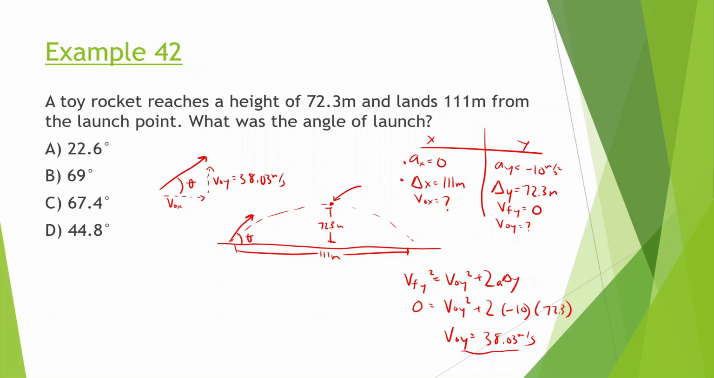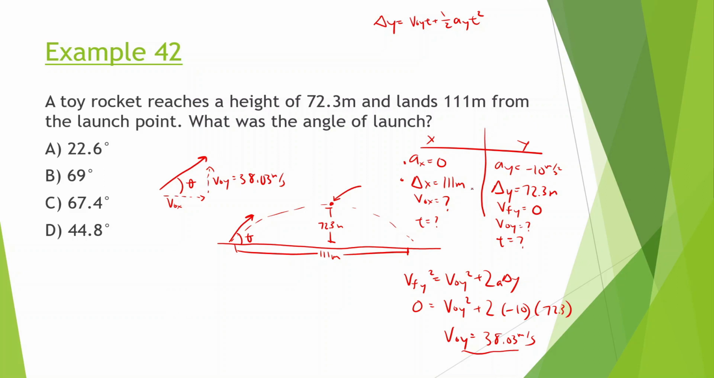So what I'm going to do is first figure out what the time is on the y-axis. Then that'll give me more information. Let me figure that out up here. So I know in the y direction, displacement in the y is equal to v initial y t plus 1/2 ay t squared.